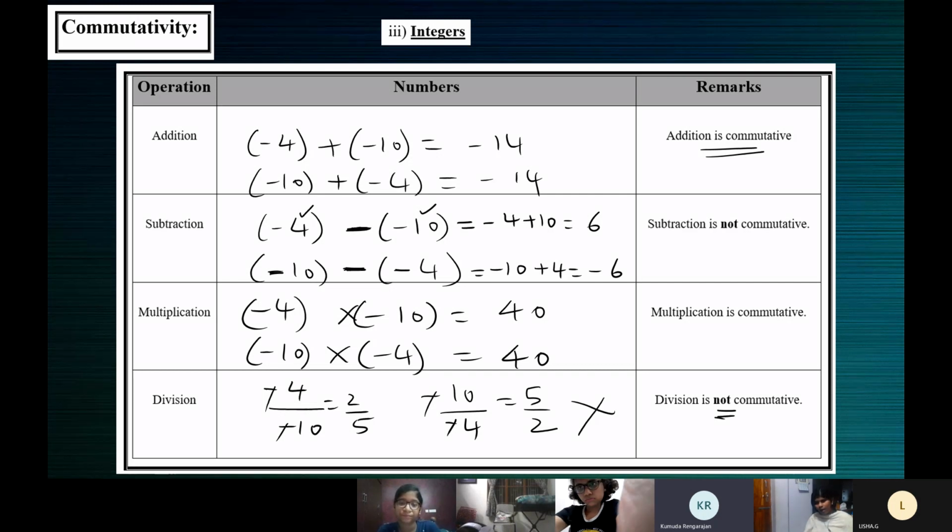So when you change the order using integers, the order matters here. For addition and multiplication, it's okay. For subtraction and division, it's not okay.